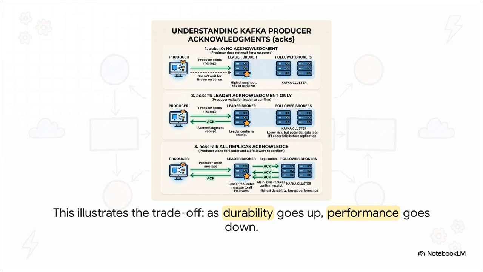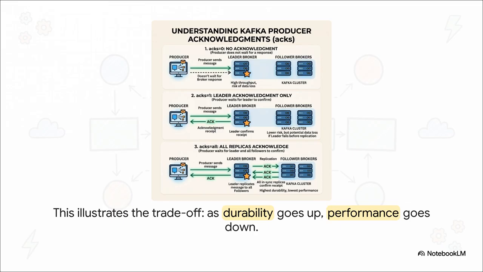With acks equals 0, the producer sends the data, and that's it. It just assumes it got there. With acks equals 1, it sends the data and waits for just one confirmation from the leader broker before it moves on. But with acks equals all, it sends, waits for the leader, and then the leader waits for all its followers to get the data before sending that final OK back to the producer.